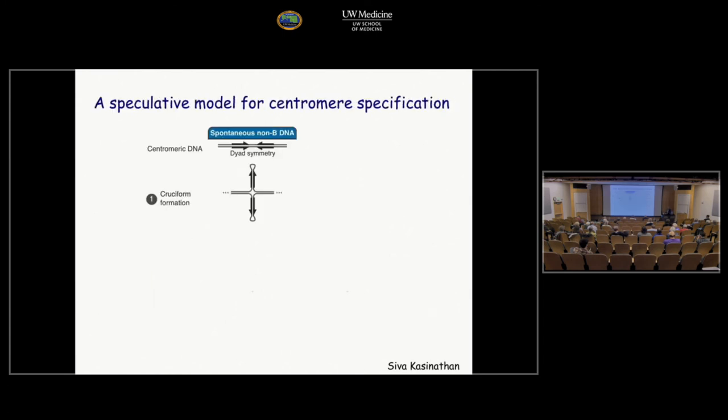Okay, so this leads to the following speculative model. What we imagine is that there are two types of centromeres. There are those that can form these cruciforms spontaneously, and then there are those that require a DNA bending factor in order to be induced. We don't know how that might happen. It might be torsional or whatever, but basically you end up with a cruciform structure.